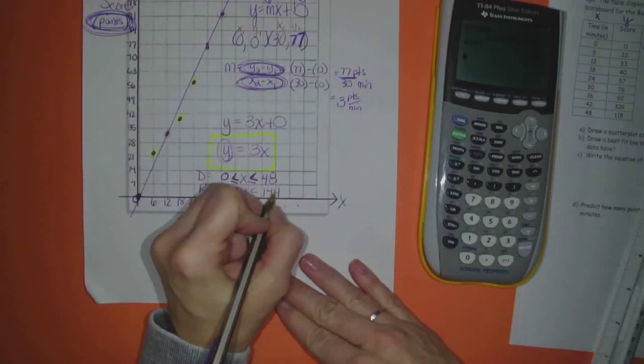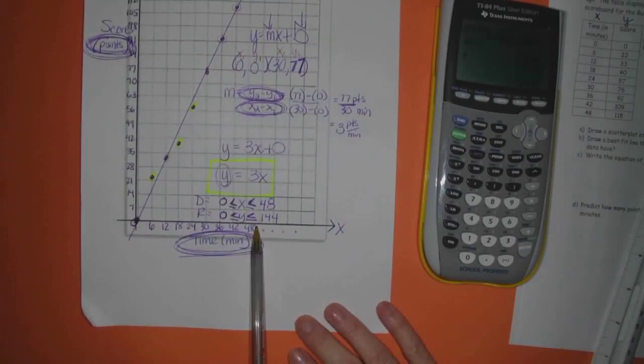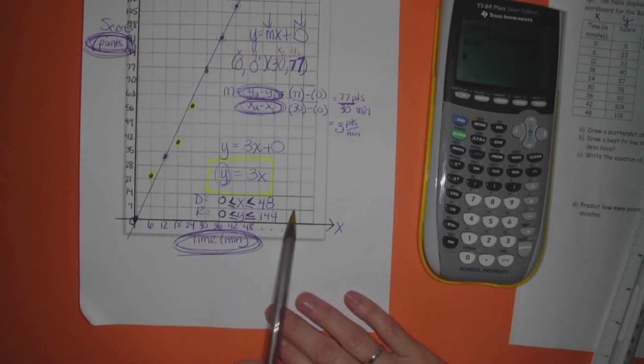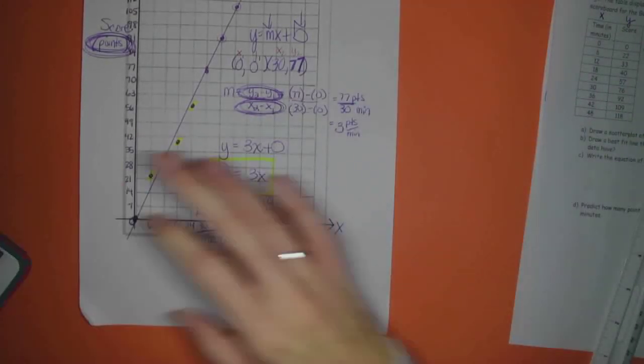Now, is that really the top? No. They could have a killer game and get crazy and score more than 144 points, but we're saying reasonable. So check that out. Love it. Domain and range in the real world. Okay. Last question and we're out of here.